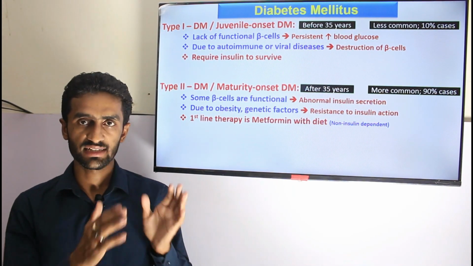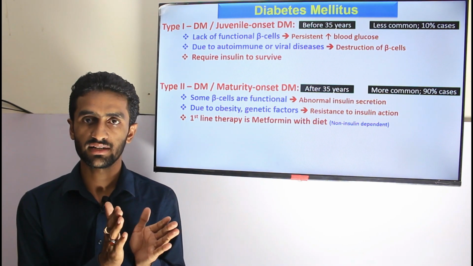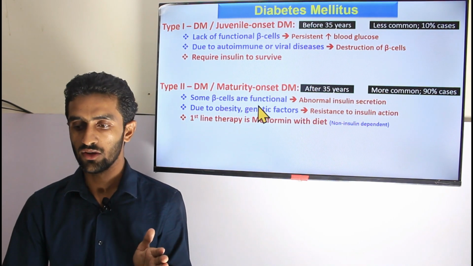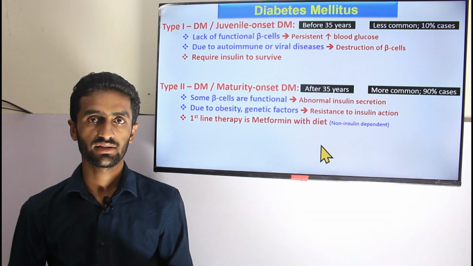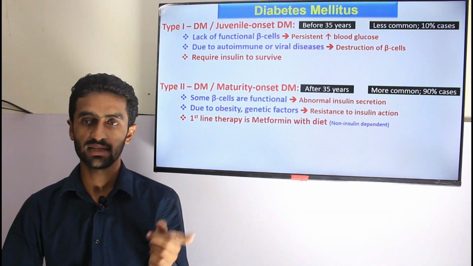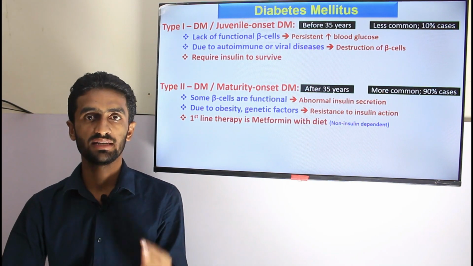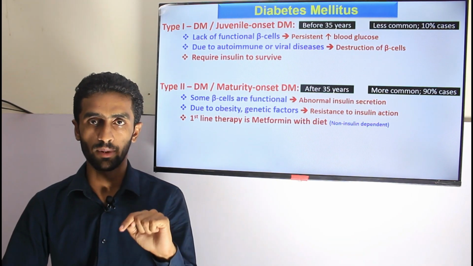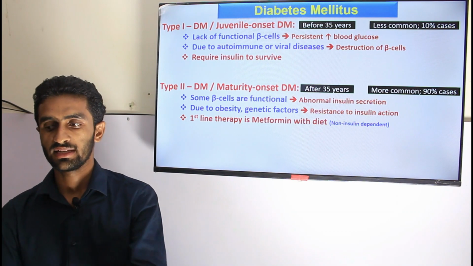But it's in the early stage, we can give the drug because some beta cells are functional. But in the advanced stage, where all the beta cells become dysfunctional, then this type 2 becomes insulin dependent. Early on they are non-insulin dependent, and later they can become insulin dependent.